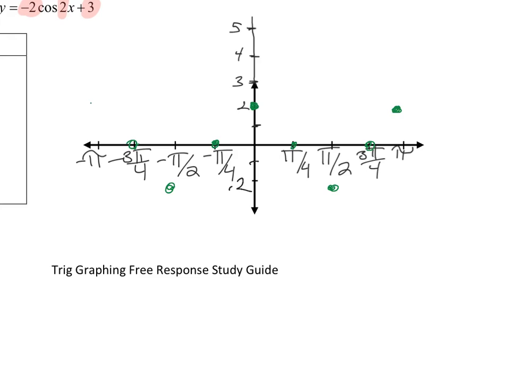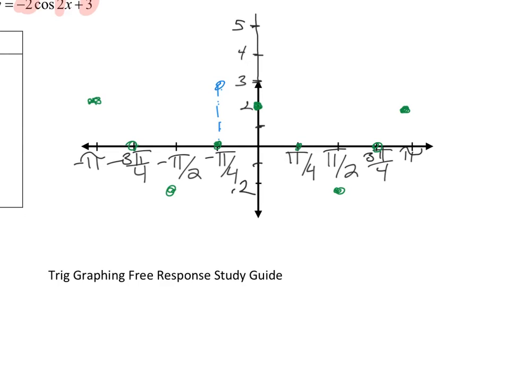Alrighty. Okay, but now we have to shift this up 3. So my zeros are coming up here to 3.